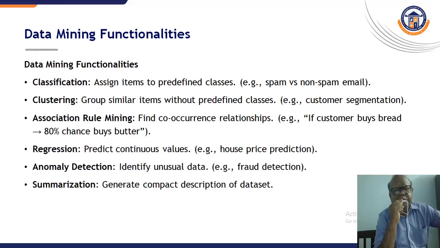Regression predicts continuous values, such as house price prediction. Anomaly detection identifies unusual data, such as fraud detection. These are also called outliers. When you are clustering, grouping the information, there may be some data which is outside the group, which does not fit any group. That is called an outlier. So for that a separate technique called anomaly detection is used, so we can easily identify the fraud. Summarization generates a compact description of the data set.